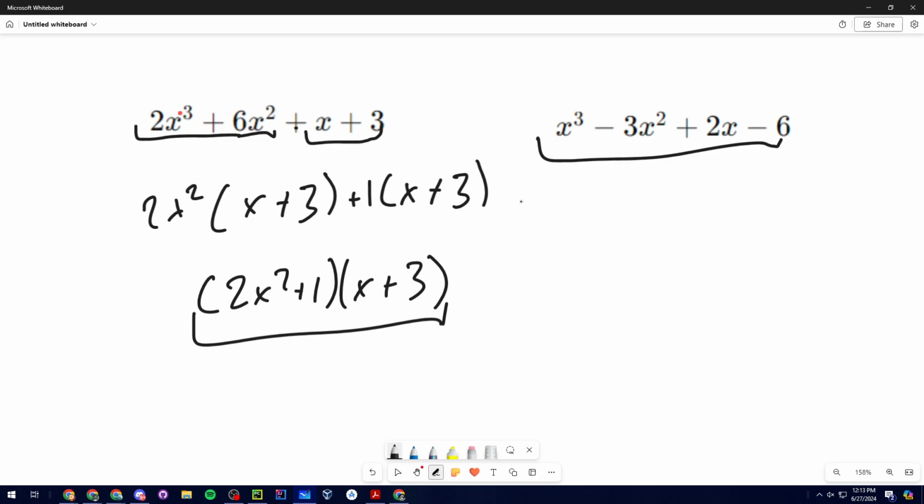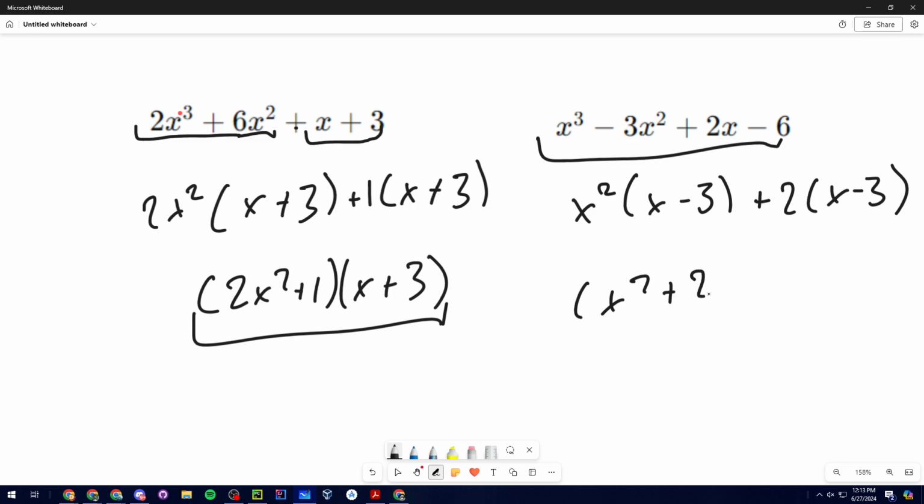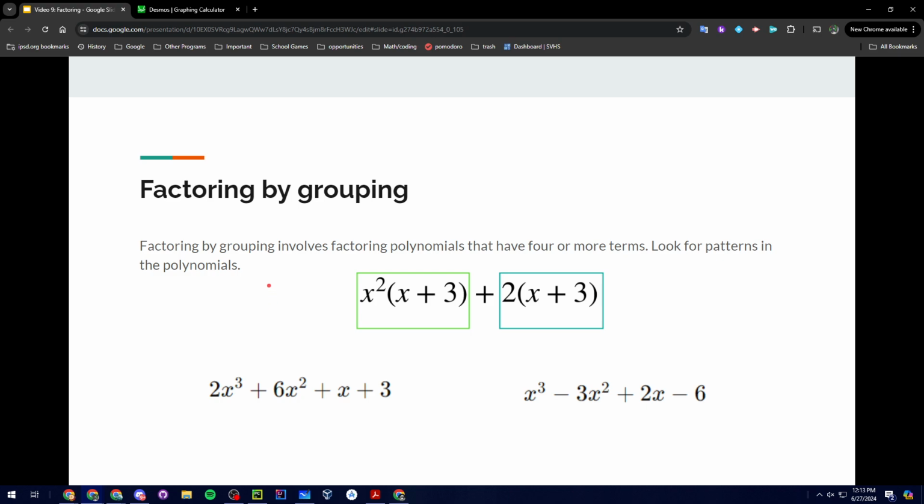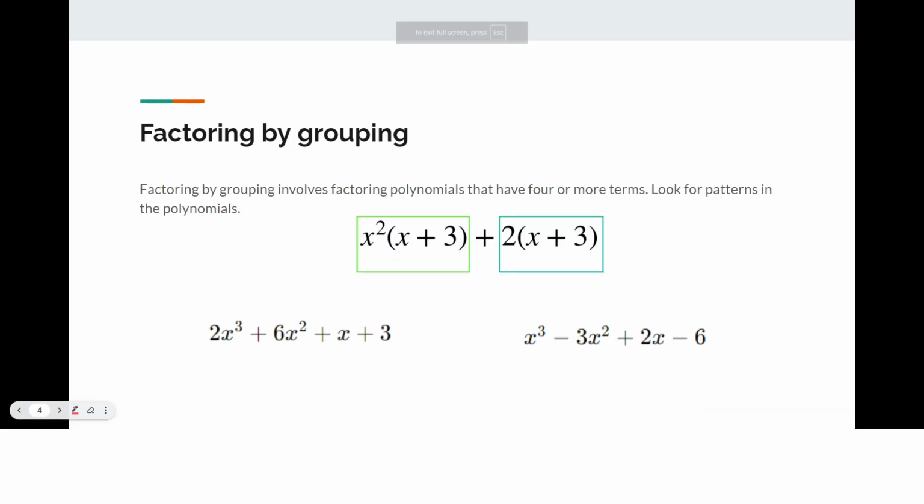Same thing for this one. You have x squared times x minus 3 plus 2 times x minus 3. Now you have x squared plus 2 times x minus 3. Same thing, now I have this just by factoring by grouping. So it's pretty important. Probably try doing exercises on it yourself. But yeah, I'm going to enter full screen.